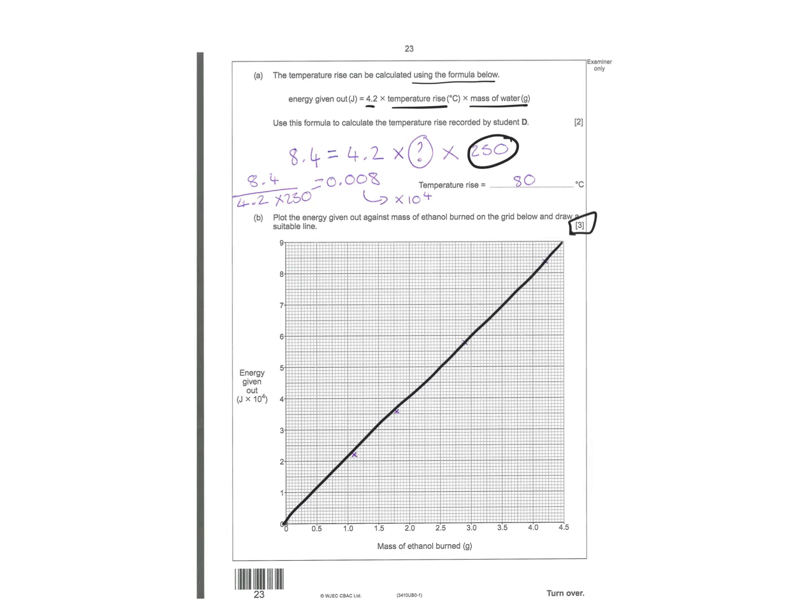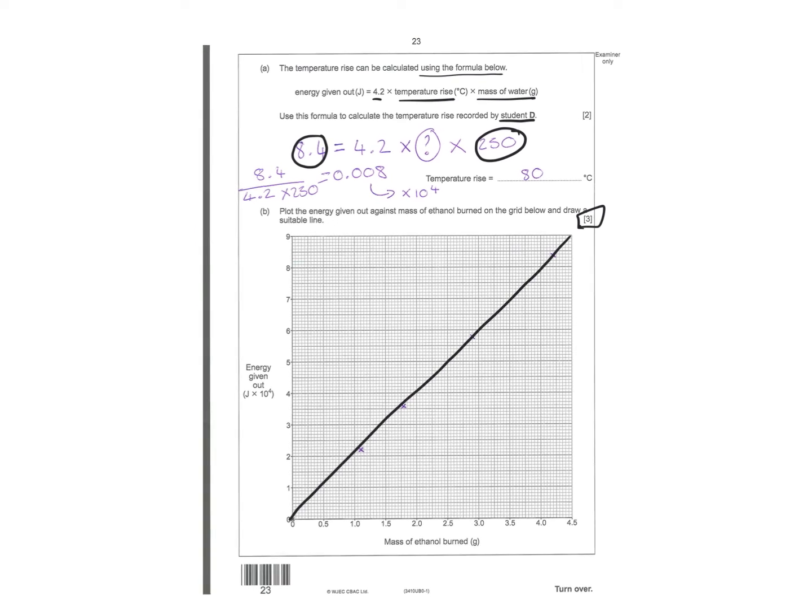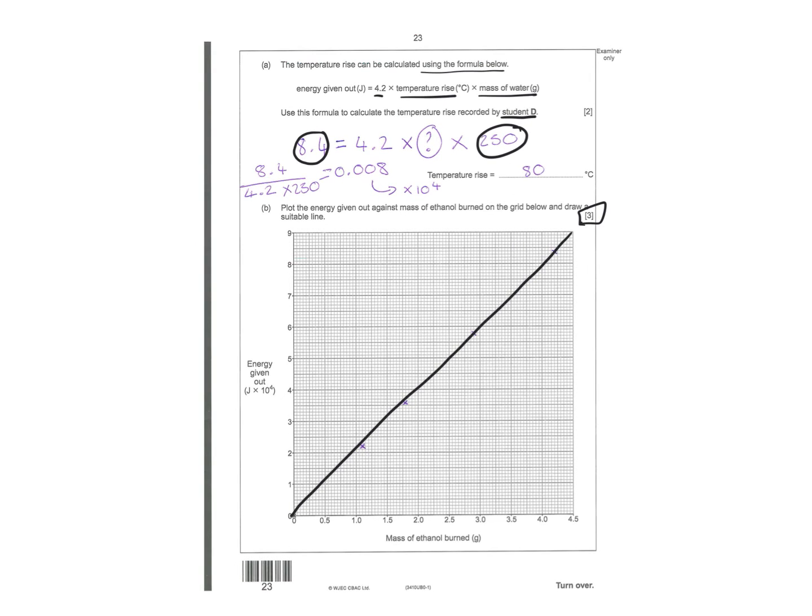Okay, they tell you the energy given out by student D was 8.4, so they told you that. The value we didn't have was the temperature rise. Okay, so you have to rearrange the equation. You ended up with this. Okay, and then we have to make sure we times it by 4 because of the units that we used for the energy change.